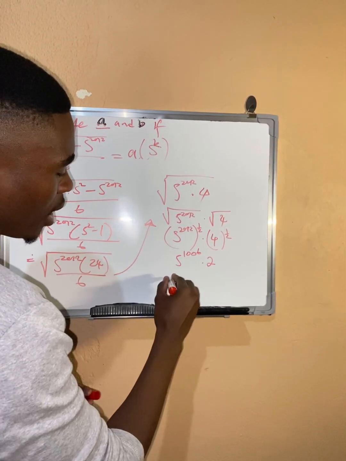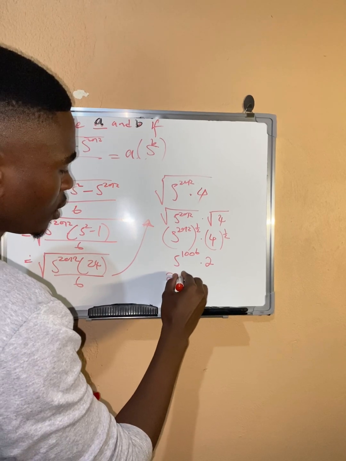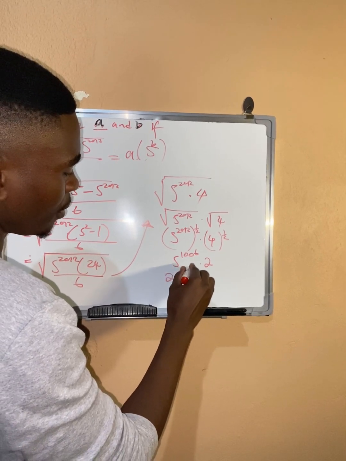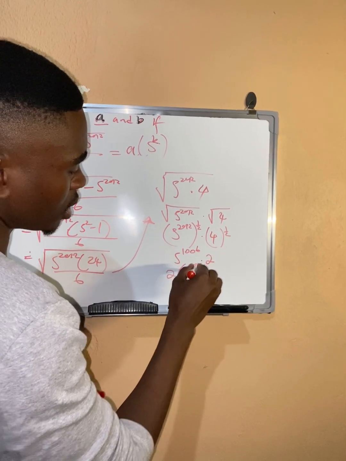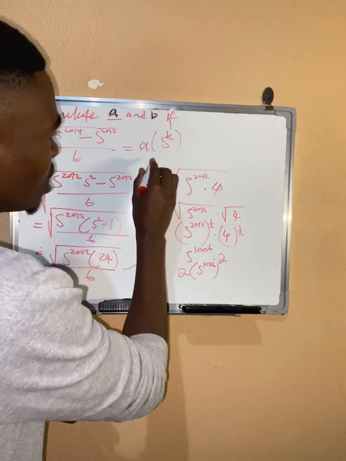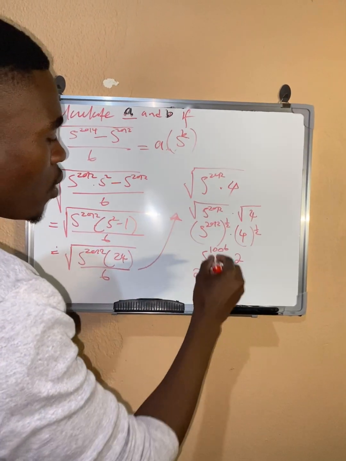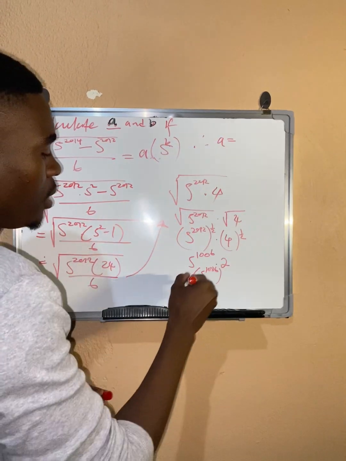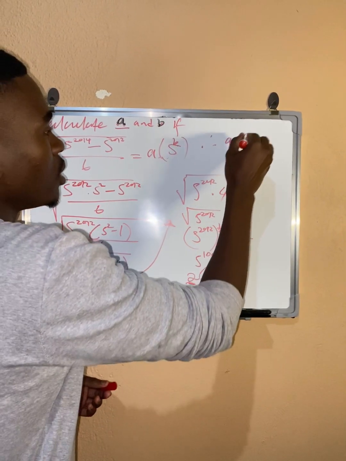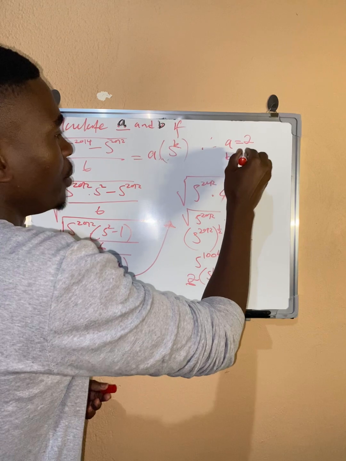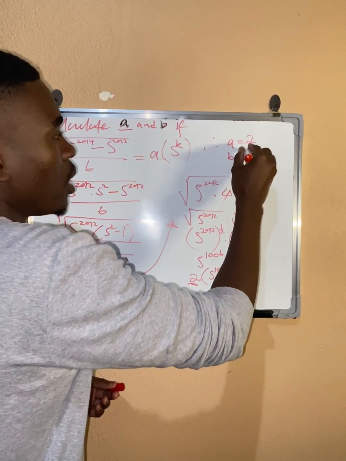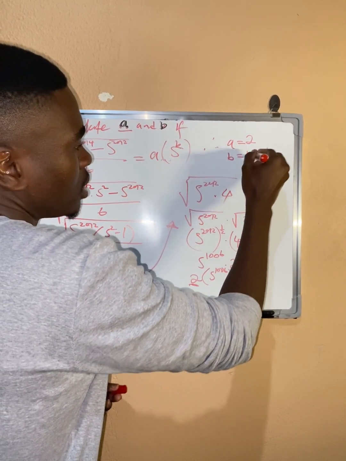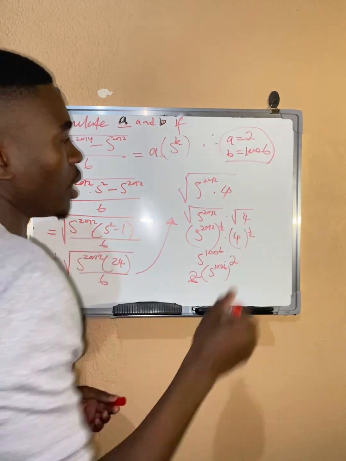So now we are going to have 2 into 5 to the power 1006, because our question is given like this. So now, therefore, our A is going to be 2. Then your B is going to be the exponent of 5, which is 1006. So that's your answers there.